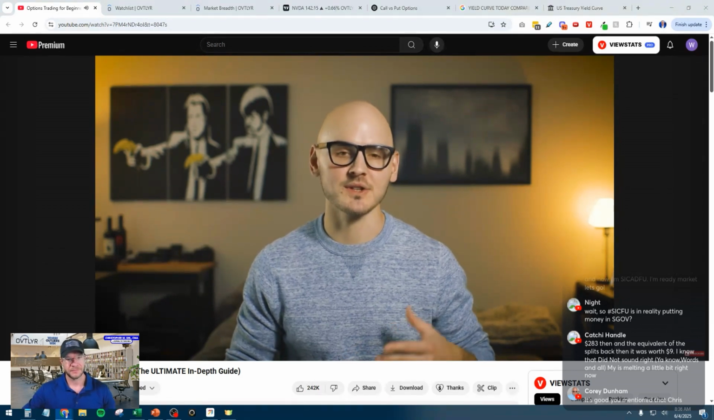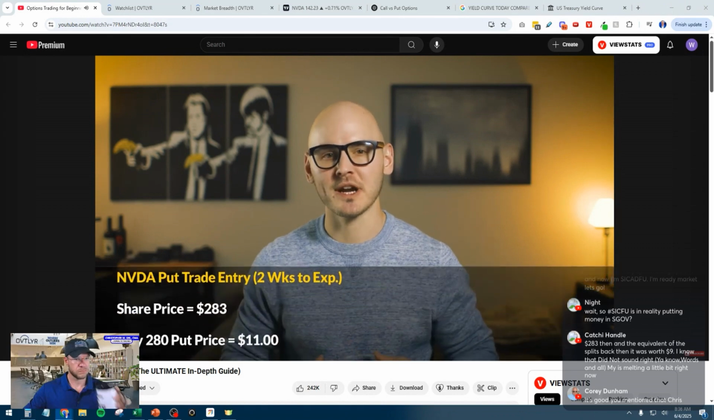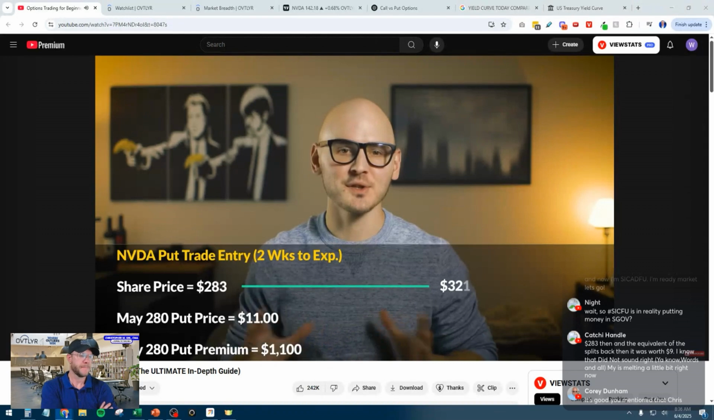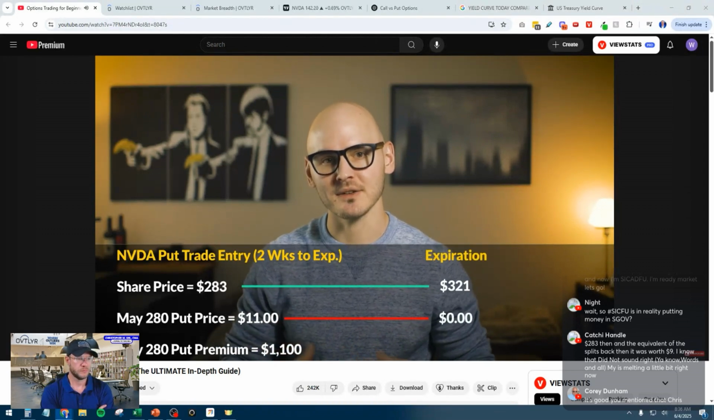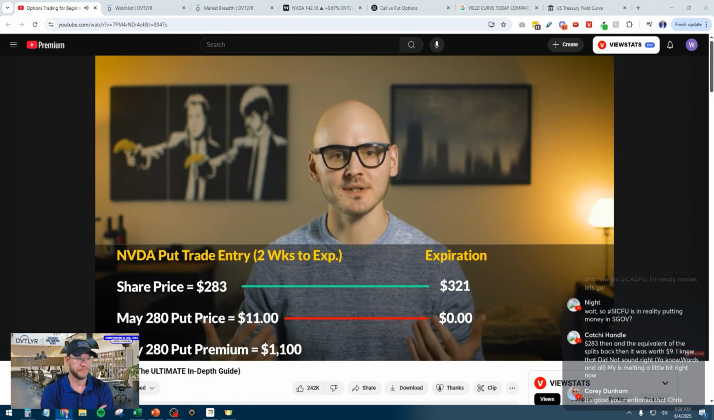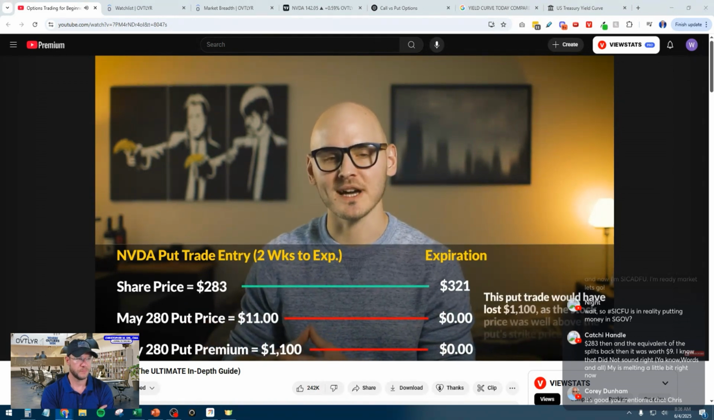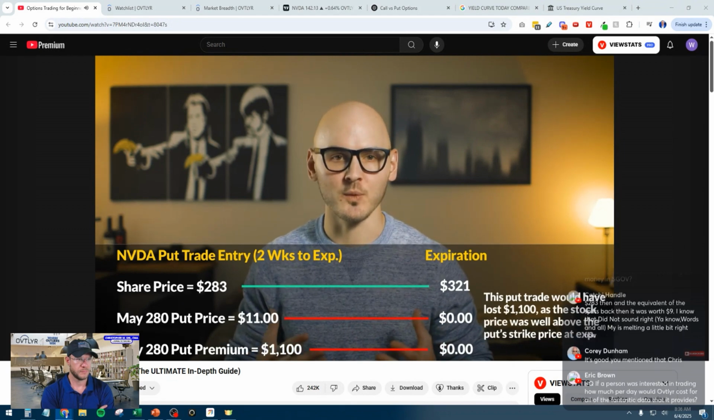And because of that, and since there's such a low probability of that happening, we can see that this put option's value 1 day before expiration, with a strike price $40 below the stock price, was trading for 1 or 2 pennies, meaning that it was essentially worthless. So if a trader bought this put option for $1,100 and they held it until the expiration when Nvidia was $320 or higher, they would have lost the entire $1,100 premium that they paid for this put option because the put option would have expired worthless.